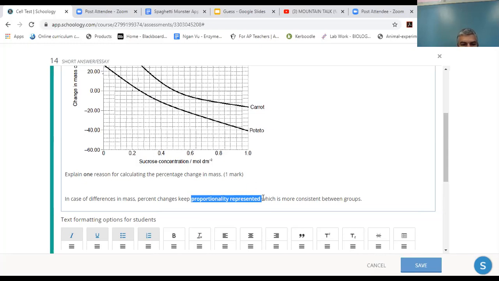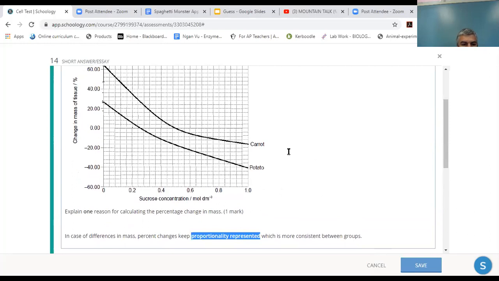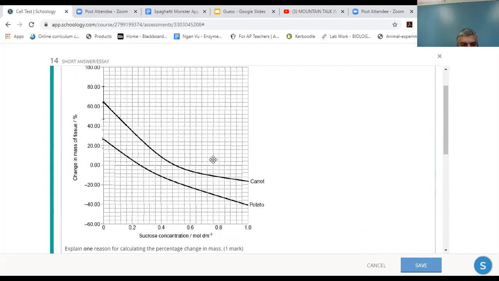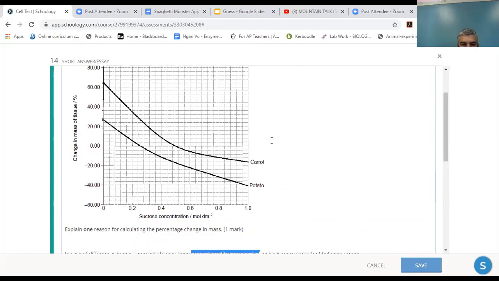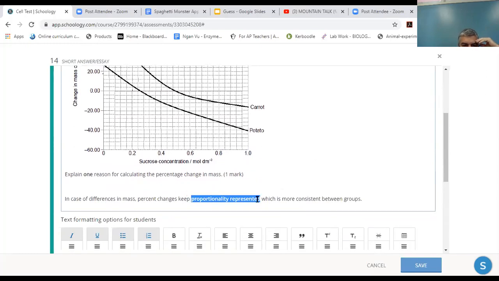So this is what they were looking for. Could you talk about proportionality? About a third of your classmates wrote something about proportionality. This is why you would calculate percent change in mass, because the group size could be variable. Even if you said group sizes are variable, so you would need to use percent change to be more accurate, I gave you marks for that, but they really wanted proportionality, and that's why I'm highlighting this for people to come back and look at.